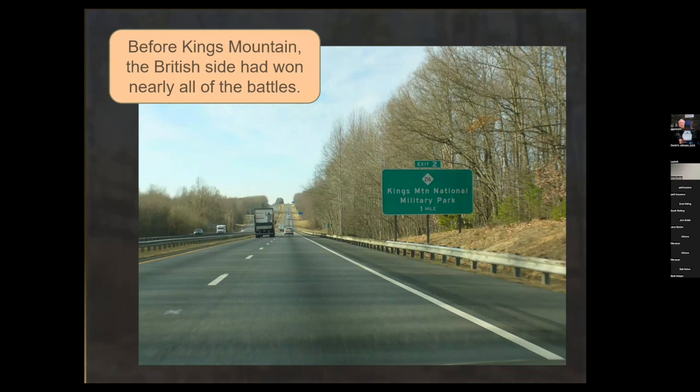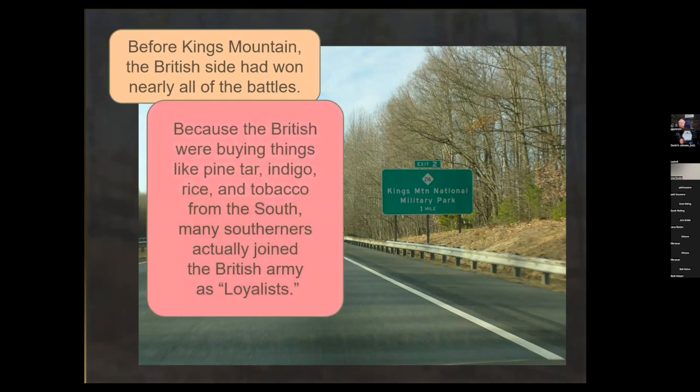Because at Kings Mountain, the British Army consisted entirely of loyalists, led by one British officer. The British were buying things like pine tar, indigo, rice, tobacco from the South, and as a result, many Southerners were part of the British Army as loyalists. In the South, it was even more dramatically a civil war than it was up in the North. But even in the North, the Battle of Bennington, it was predominantly a civil war. That there were loyalists on the British side, a substantial part of that army. Oh, and about 1,000 Germans.